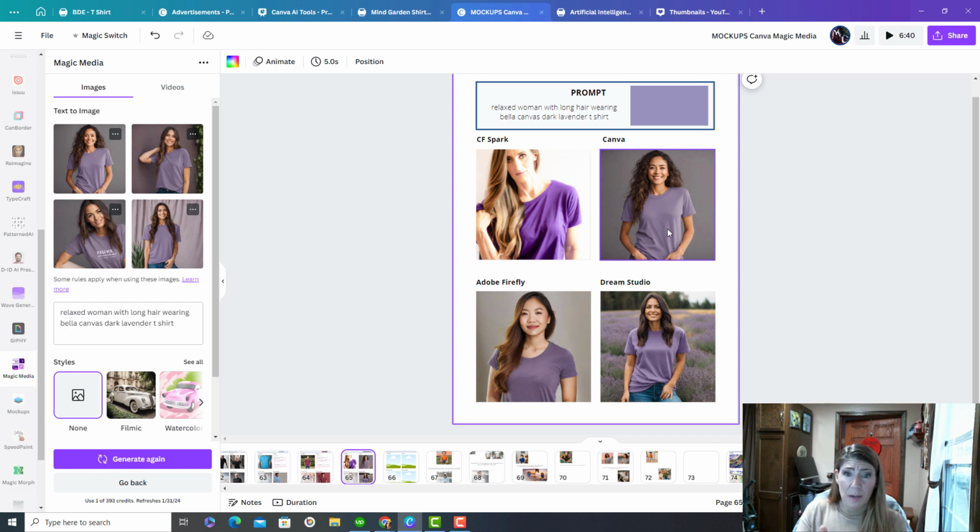I thought all of them did good except for Spark. The color was wrong. The fit is wrong. The person is not really attractive for a mock-up photo. Her hair is beautiful. But anyway, I was really impressed with this Bella Canvas lavender t-shirt.